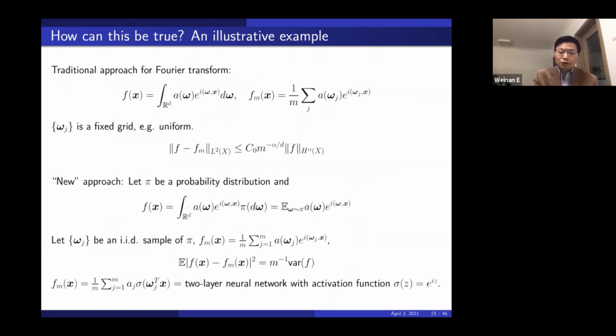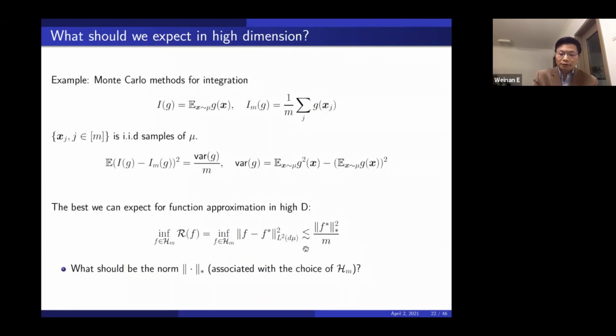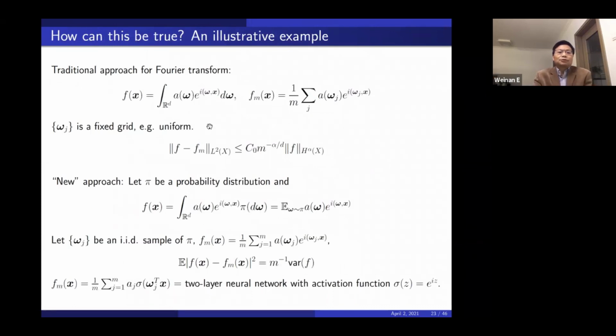Okay, now how could this be true? Let me give you some intuition, and that has to do with how we can represent a function. This is a classical Fourier transform, representing a function through its Fourier transform. So A will be f hat, the Fourier transform of f. Associated with this representation, we have the usual discretization on a uniform grid, the FFT approximation. The error in this approximation suffers from the curse of dimensionality. This is well known. This is why FFT doesn't work in high dimension.